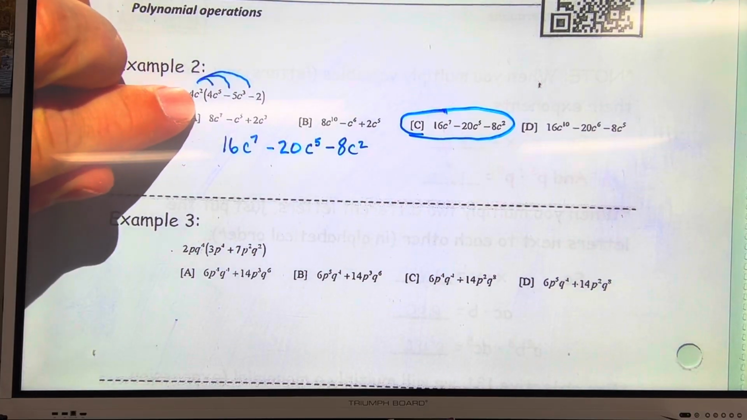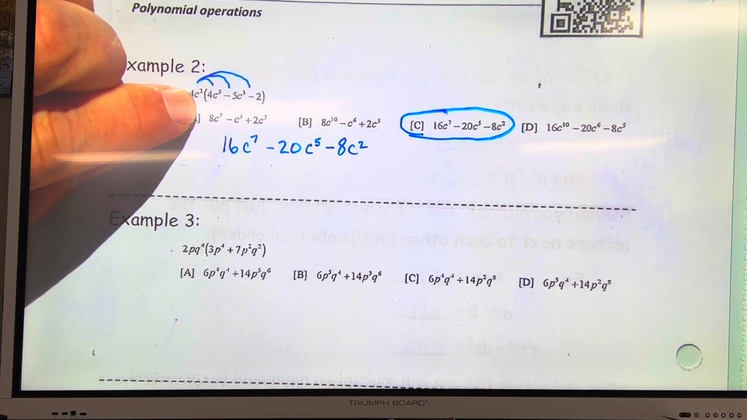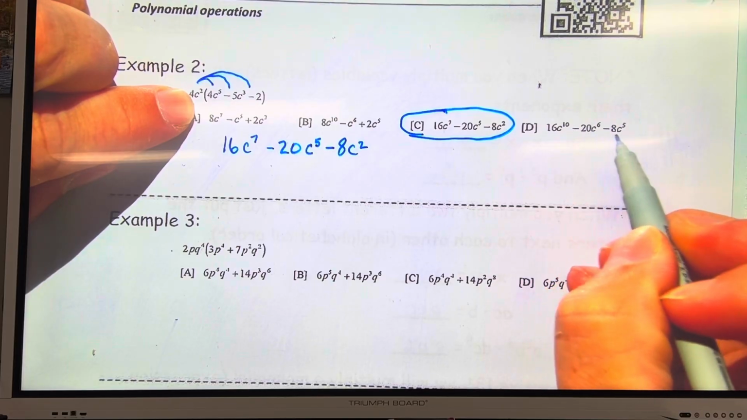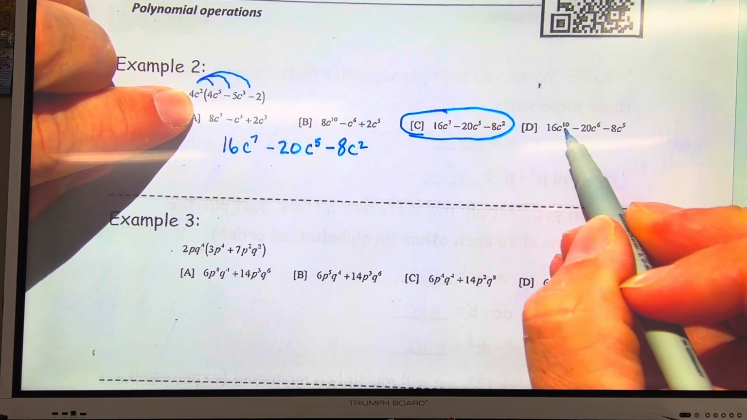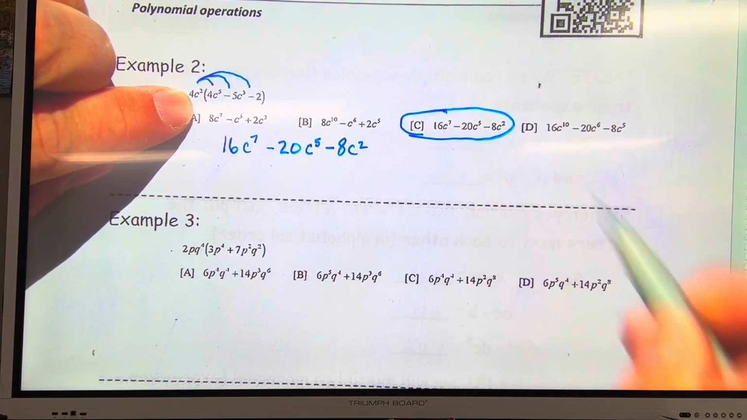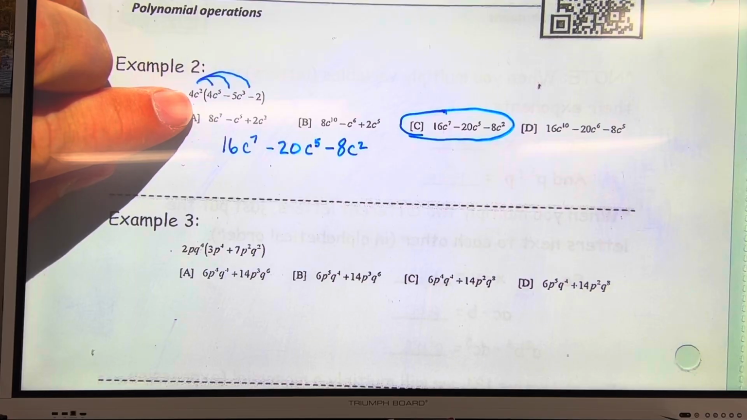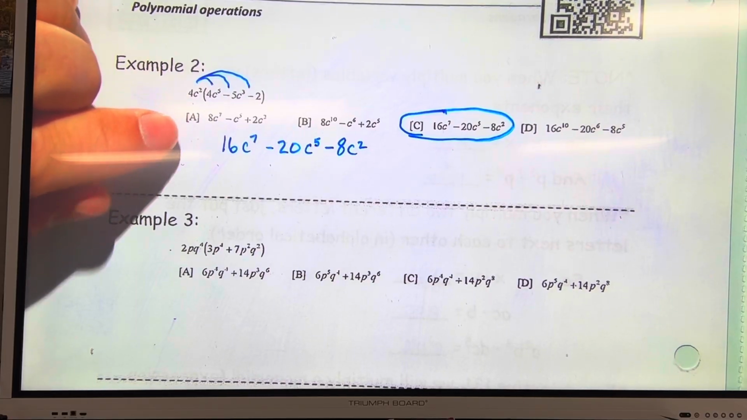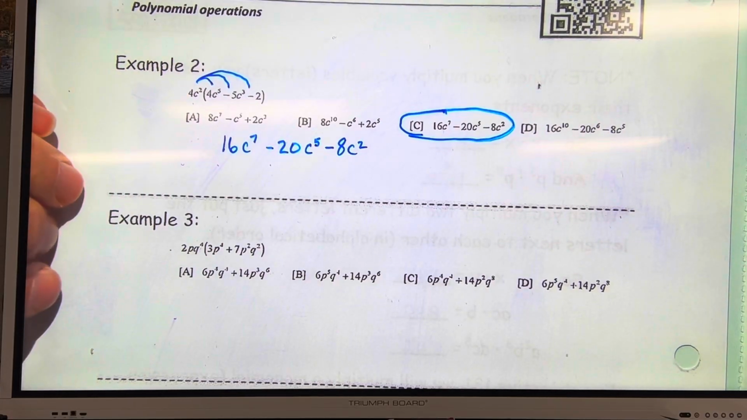Remember, when you multiply your exponent pieces, you're just adding the numbers. You're not multiplying them. That's why it's not 10 and 6. It's 7 and 5. Multiply your coefficients, add your exponents.